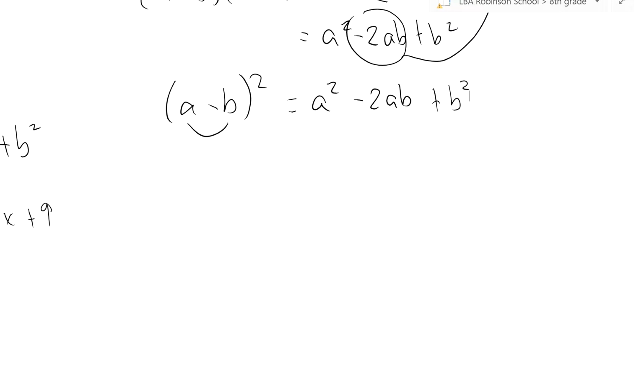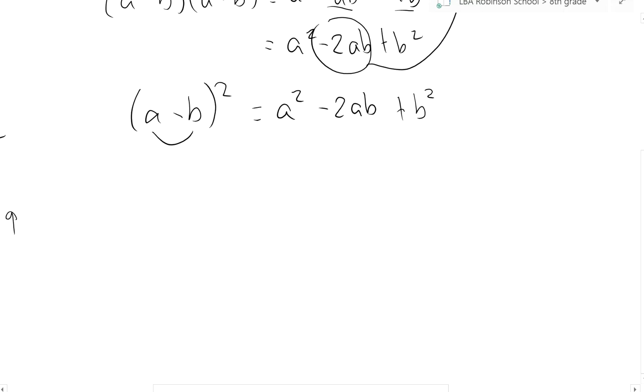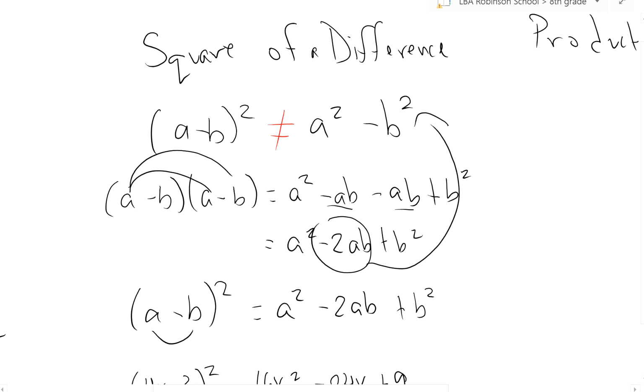So just to apply it with some numbers here, let's say to be creative, I'm going to use (4x − 3) squared. So this is going to be the first term squared. That's 16x squared. Then I have to multiply these two and times 2. So 4x times, well, times negative 3, it's negative 12x, and then times 2 is simply negative 24x. And then the last term squared, which is 3 squared, is 9. So that's basically the square of a difference.